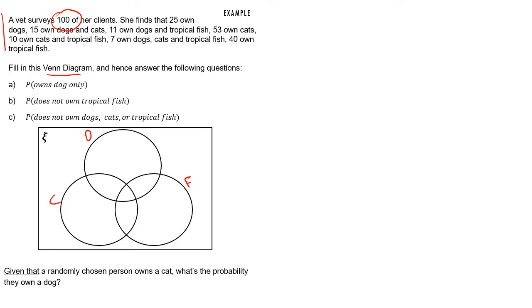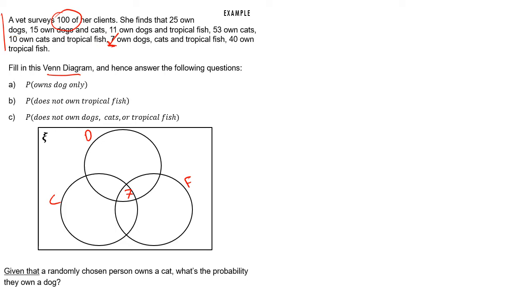Now, the first bit of information we get here is that 25 of them own dogs. Now, we can't use that at the moment because we don't know how that 25 would be split up within the set here. What we need to do is start off with the information about the centre, which is that 7 people own dogs, cats and tropical fish, and then we can use this to start working out.